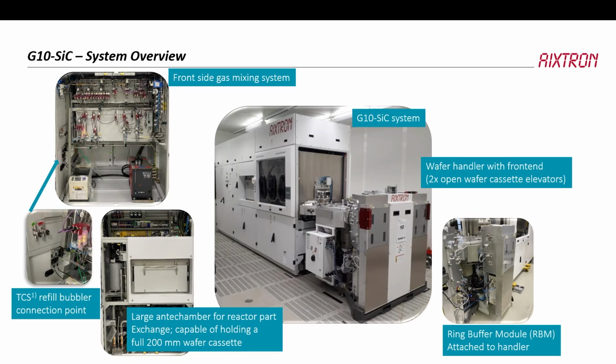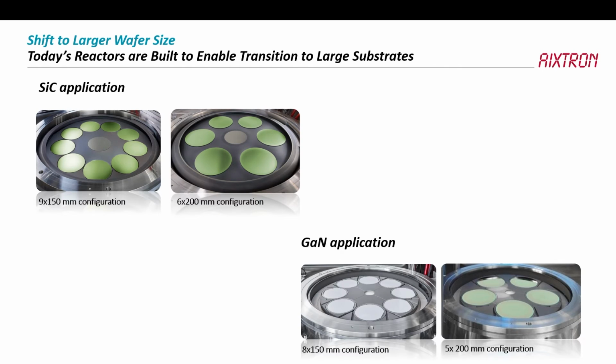So this is nitrides. This is a quite newly introduced reactor for silicon carbide, G10 series. All I've shown so far is G5, but this is G10. Things like trichlorosilane refill automatically. Don't need to change bubblers and stuff. You have cassette to cassette handling. In this case, with open cassettes, where you can grab up to 2 cassettes in order to run this reactor. And size matters in gallium nitride as well as silicon carbide.